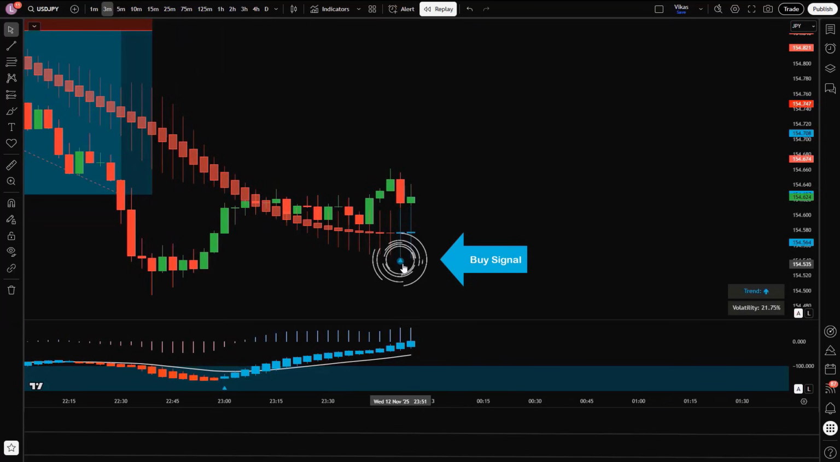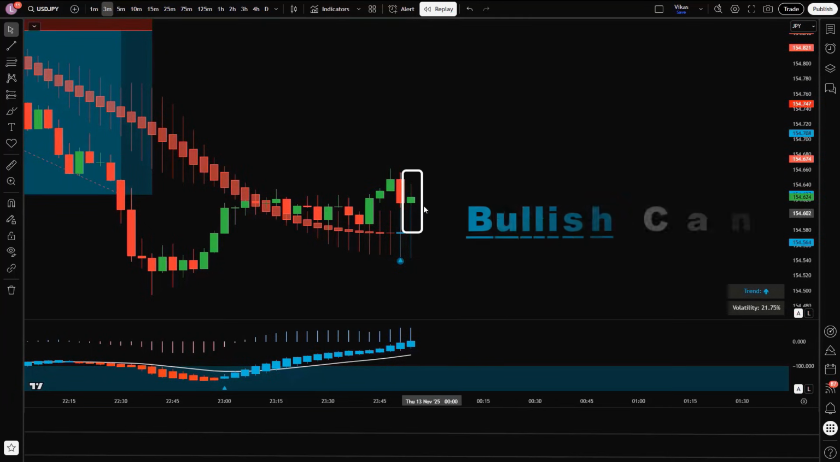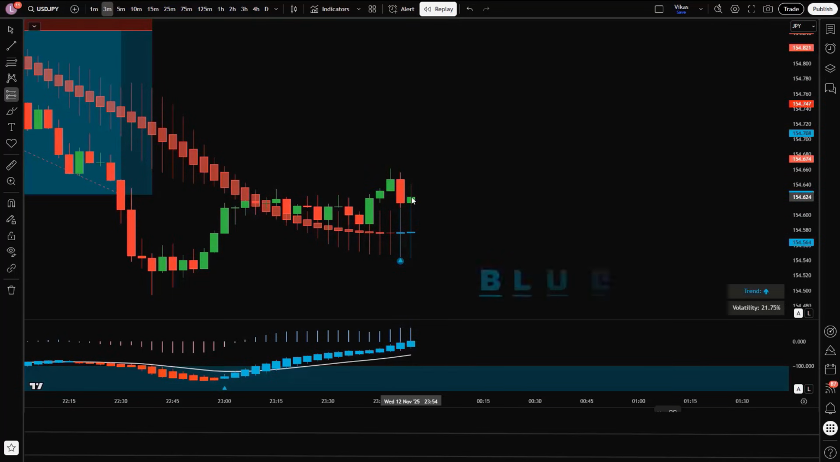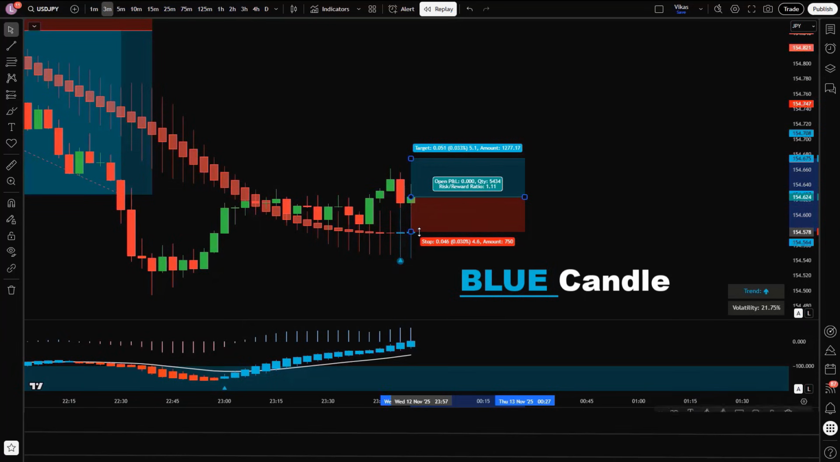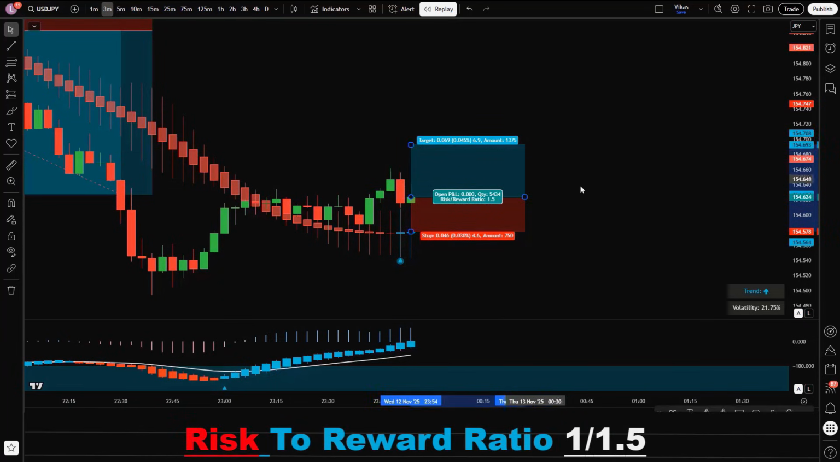Here the Triangular Hull Moving Average indicator gives us a buy signal. Here the bullish blue candle of the Triangular Hull Moving Average is above the white line. Here the market has made a bullish candle to give confirmation. So all our conditions are being fulfilled, so we are placing an order to buy. Our stop loss should be at the blue candle, and the risk to reward ratio will be 1:1.5.